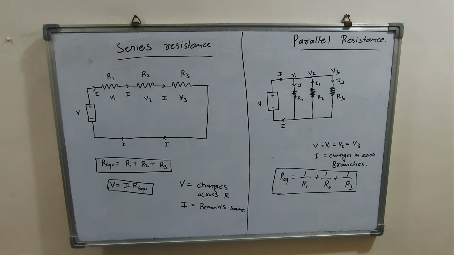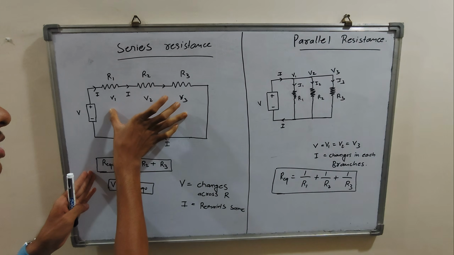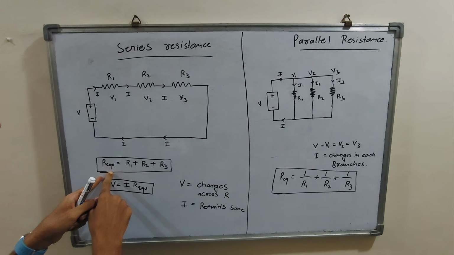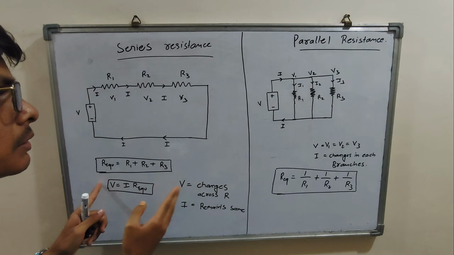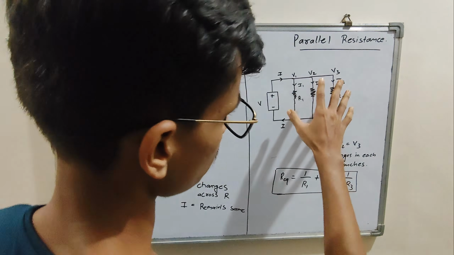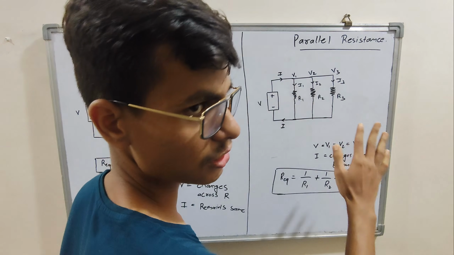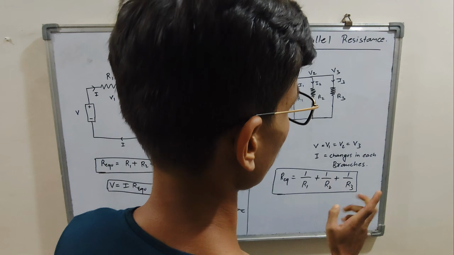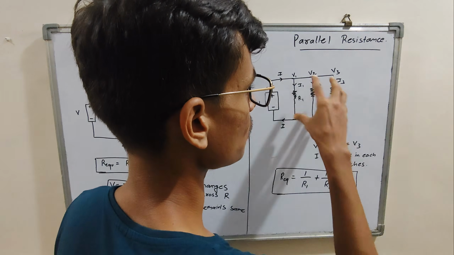For series resistance, the most important formula you need to understand is the one to find the overall resistance of the series circuit. We can use the formula directly: the sum of all the resistances, that is R1, R2 and R3, which gives us R equivalent, the total resistance of the circuit. But for a parallel circuit, the equivalent resistance is given by the reciprocals of each of the resistors. For example, 1 upon R1 plus 1 upon R2 plus 1 upon R3. This will give you the equivalent resistance of the circuit where the resistors are in parallel.